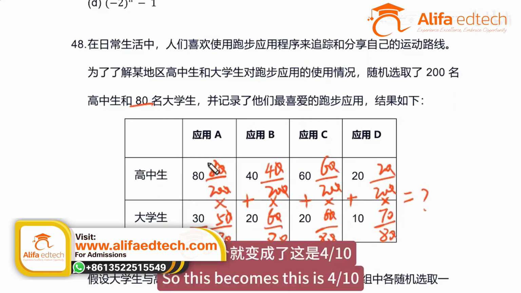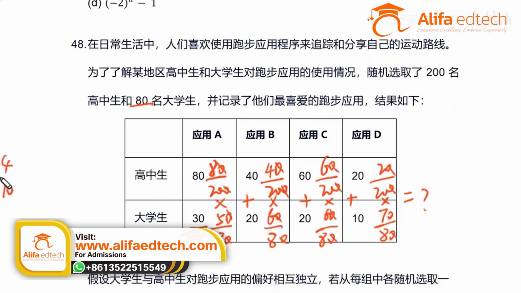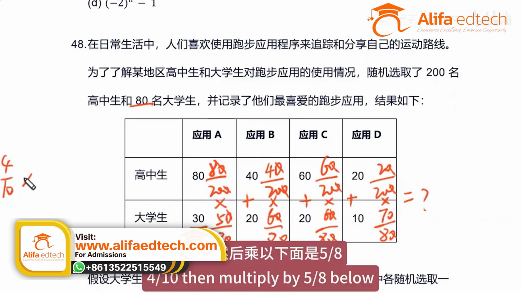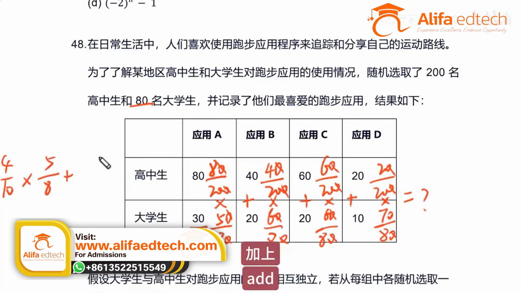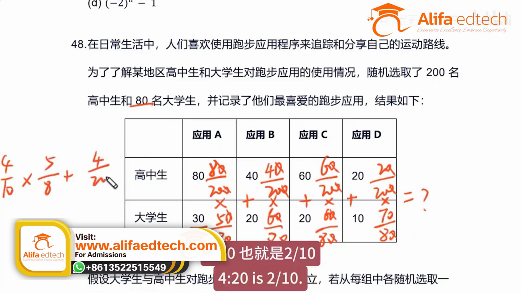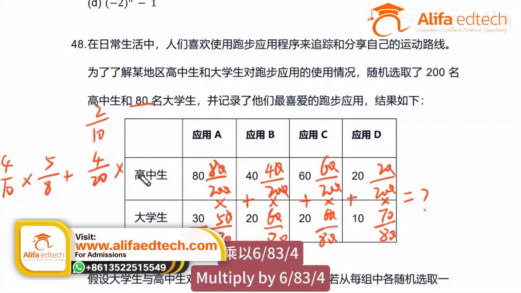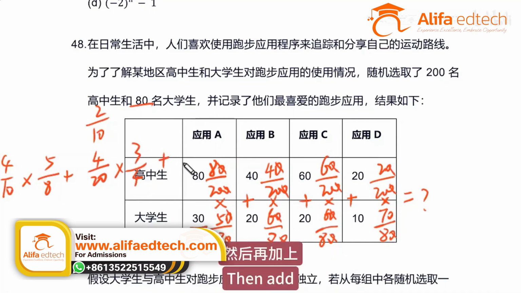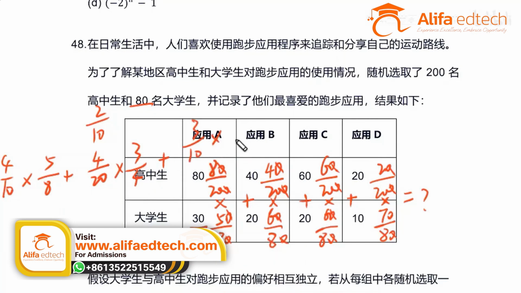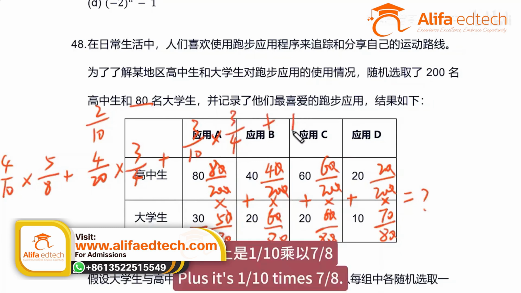So this becomes 4/10 here. That's 4 out of 10, then multiply by 5/8 below. Plus 4 to 20, which is also 2/10. Multiply by 6/8, which is 3/4. Then add 3/10. Multiply by 3/4. Add again. This is 1/10. Multiply by 7/8.